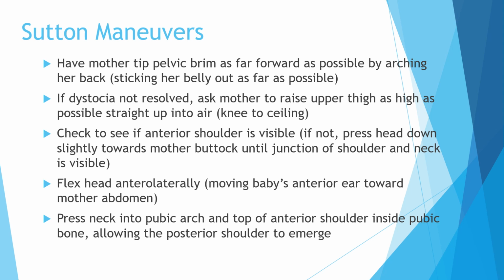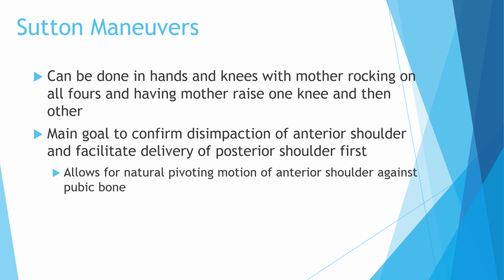Flex the head anterior laterally, moving the anterior ear towards the mother's abdomen. Press the neck into the pubic arch on top of the anterior shoulder, because our goal is not to put extreme tension on the neck. It's just that gentle traction to see if we can help dislodge the shoulder if we can't rotate. Sutton maneuvers can be done in hands and knees when the mother is rocking on all fours, and having the mother raise one knee and then the other. The main goal is to confirm disimpaction of the anterior shoulder and facilitate delivery of the posterior shoulder first.